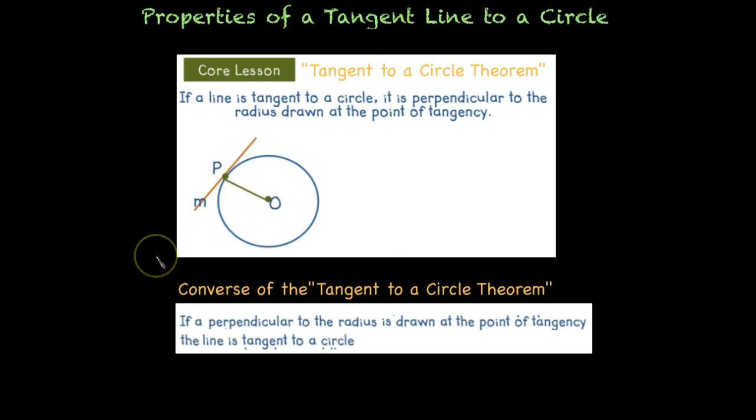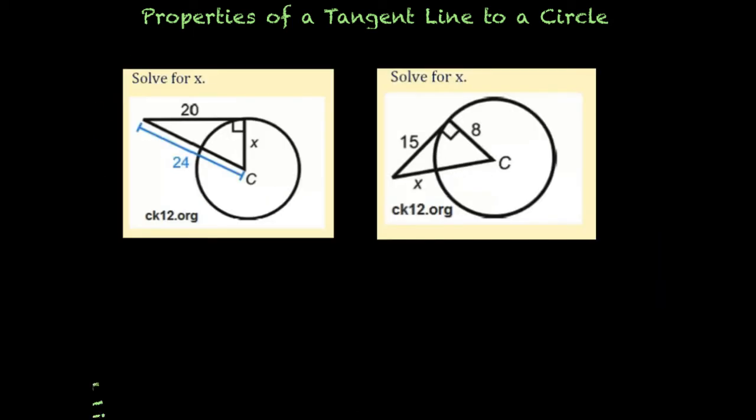Let's look at the converse of the tangent to a circle theorem. It states, if a perpendicular to the radius is drawn at the point of tangency, then the line is tangent to the circle. So this statement works both directions. Let's look at some examples.